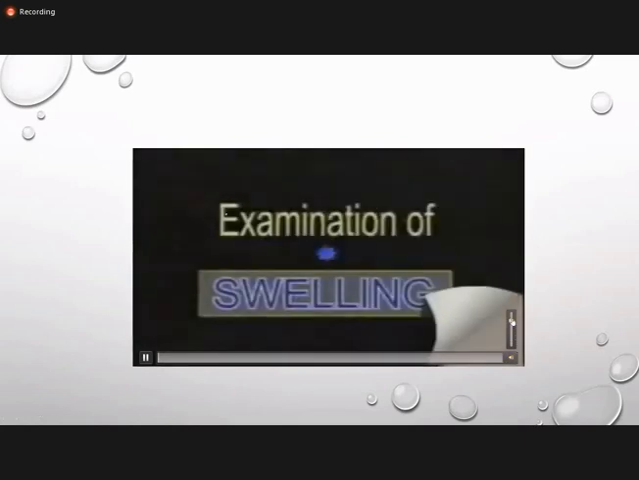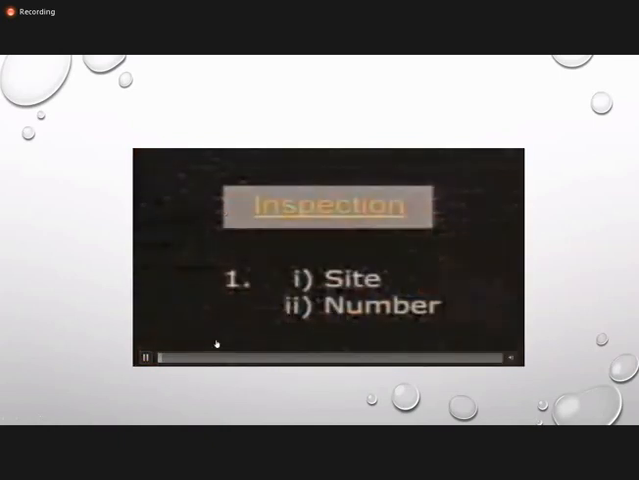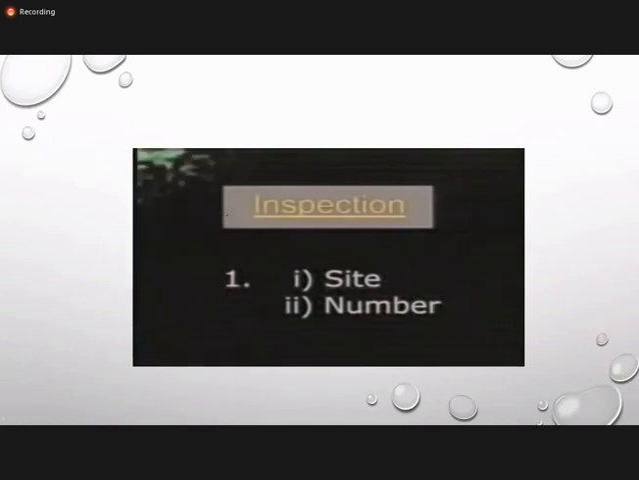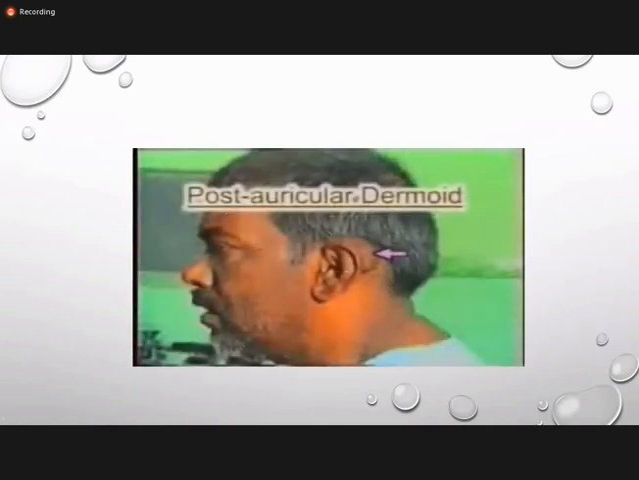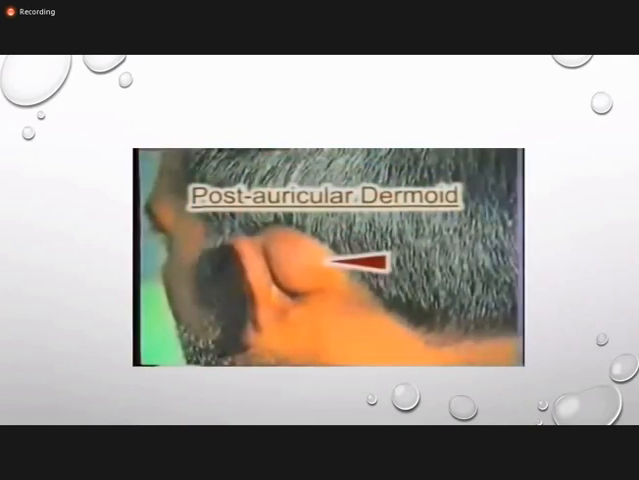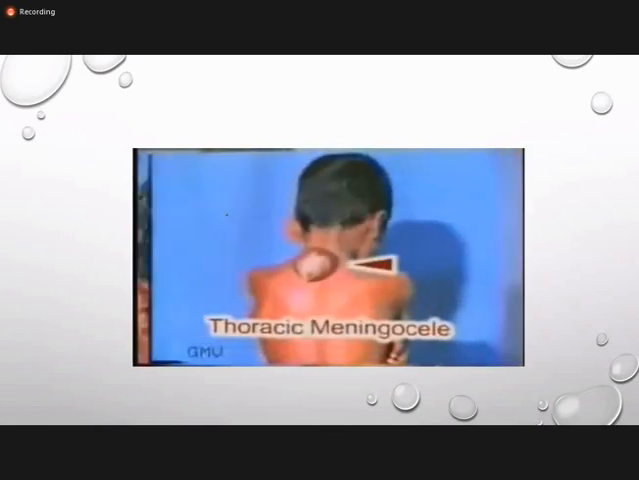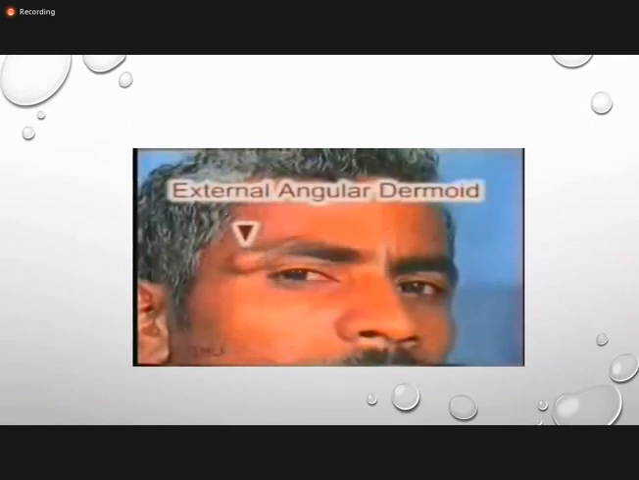Examination of a swelling. On inspection, first note the site of the swelling. Look at this video, and if you have any question, you can ask. That is the exact anatomical location and the number, whether it is single or multiple. Some swellings have a typical position which is diagnostic of the swelling. For example, a post-auricular dermoid within the ear, or a meningocele over the back in the midline, or an external angular dermoid at the lateral end of the eyebrow.